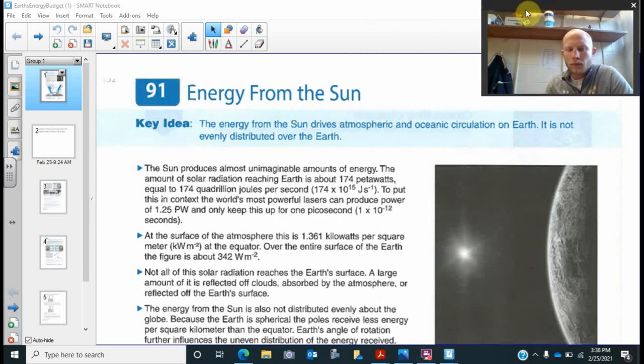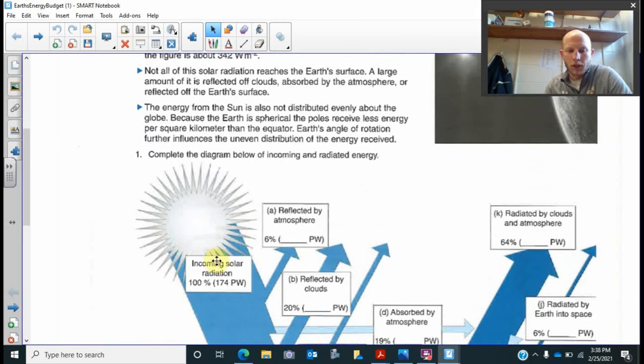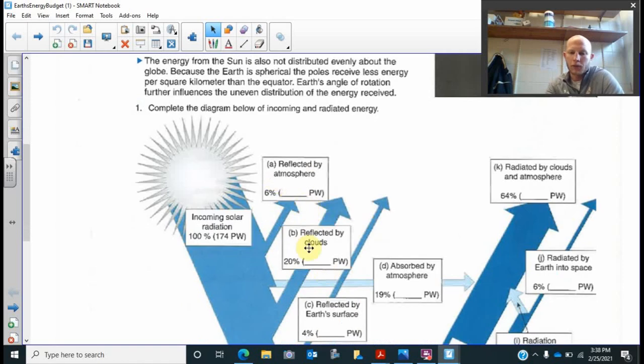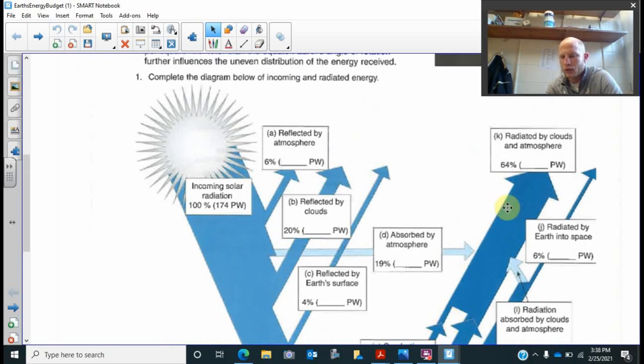So here's what we worked on yesterday, the Earth's energy budget. We talked about how you get a paycheck from your employer, whoever, you get $174 to spend, and you can't spend any more or less. You spend it in ways like 6%, 20%, 19% here, which is being reflected by the atmosphere, by the clouds, and by the Earth's surface. Then some of it is absorbed by the atmosphere before it gets to the surface of the Earth, and then the rest of it gets absorbed by the Earth. And then we calculate what's the output.